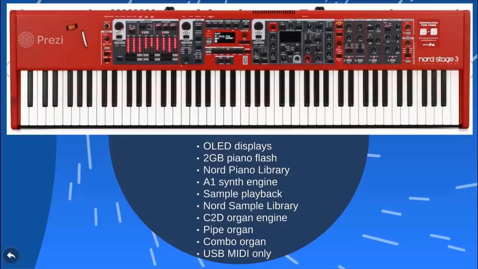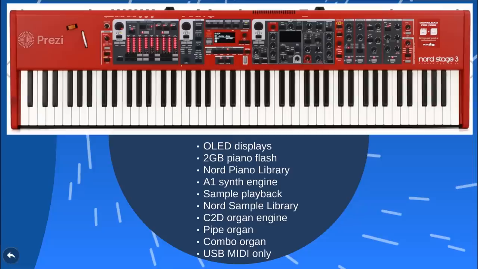So you're getting the entire A1 sound engine included in your Nord Stage 3. You have a sample playback engine as well. On the left-hand side, you can see the drawbars there, the digital LED drawbars. This thing has Nord's premium C2D Hammond organ, tone wheel emulation organ built in.